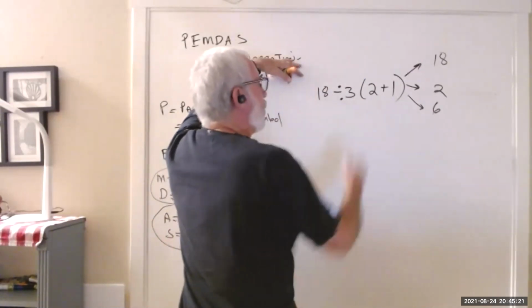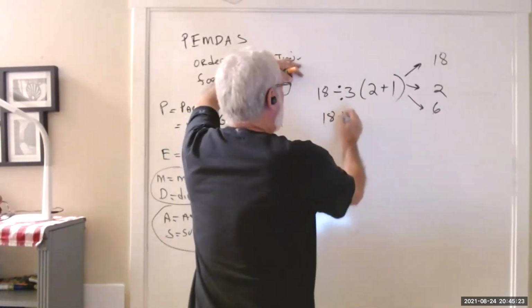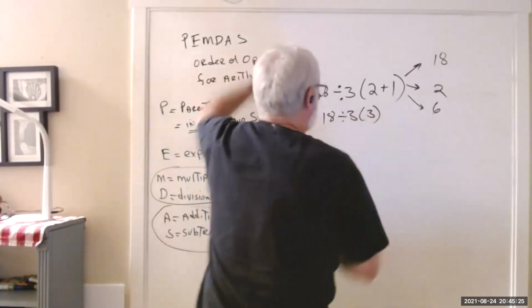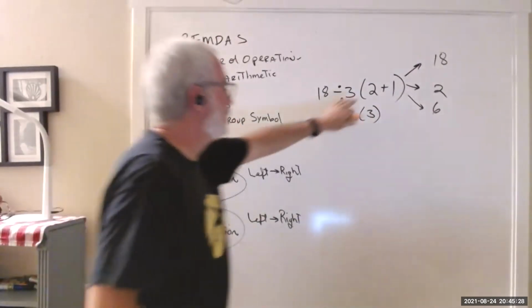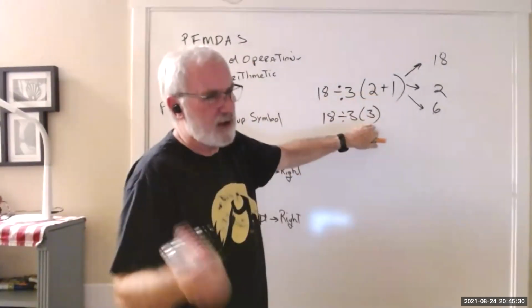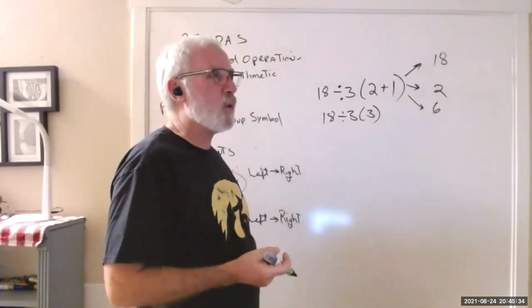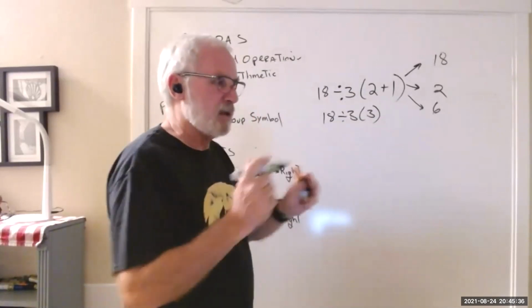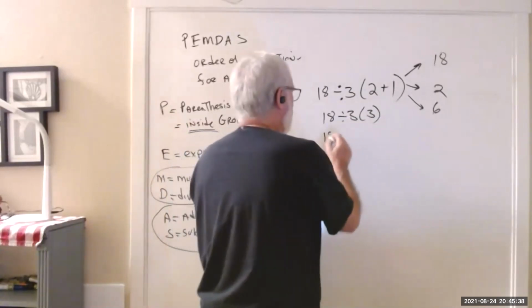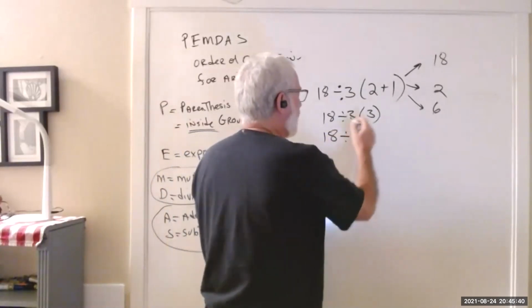Here we go. So how do you do it? Well, first thing we do is we do inside parentheses. 2 plus 1 is 3. Fine. Now, here's the question. What do I do next? Okay, let's pay attention to this. This is 18 divided by 3.